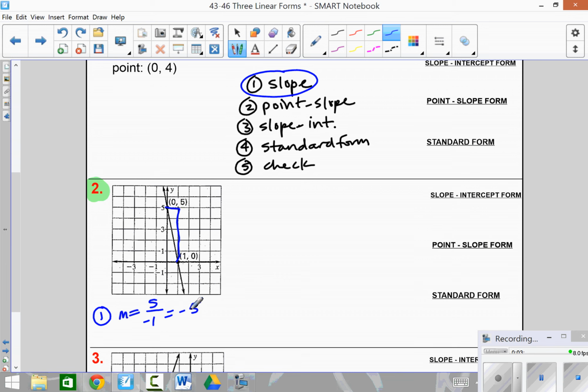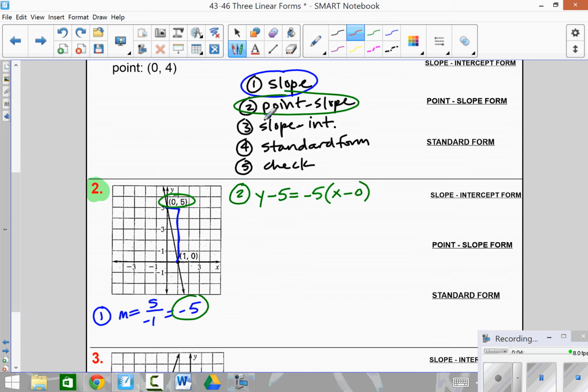Okay? Step 2. Let's do point-slope then. So pick the easiest ordered pair that you see. I'm going to choose the ordered pair (0, 5), and I have the slope of -5. So there's my point and my slope. So this is step 2, point-slope. We're going to do y minus my actual y that I'm choosing, which is 5, equals m, and then times x minus my actual x, which is 0. So there's my point-slope form.